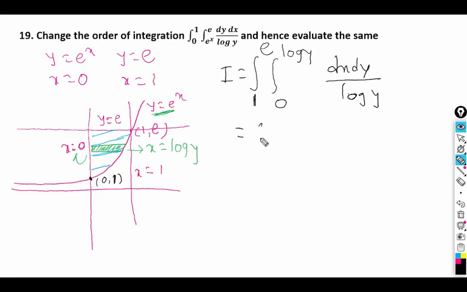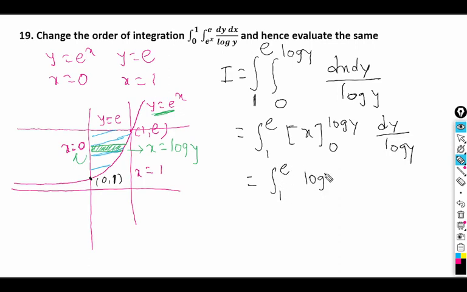So the integral of dx is very simple. It is just x, and dy upon log y as it is. When you put the upper limit here, it's log y into dy upon log y. So log y gets cancelled. The integral of dy is y. Limits are 1 to e. The answer is just e minus 1. e minus 1 is the value of this integral.